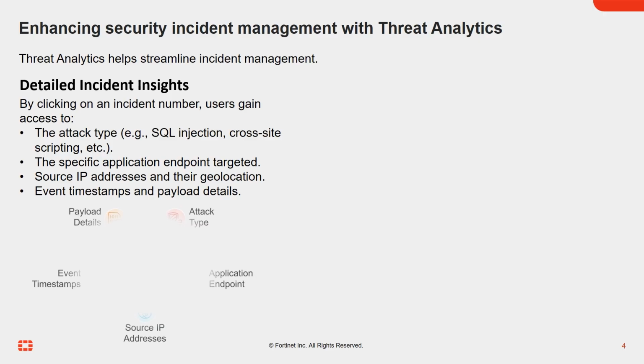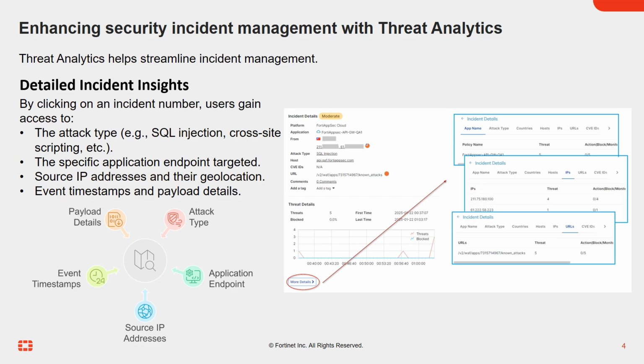Clicking on an incident reveals deeper insights, including the attack type, targeted application endpoint, source IP addresses and geolocation, event timestamps, and payload details. These insights help you take targeted action, such as applying virtual patches, blocking malicious IPs, or adding CAPTCHA verification for login forms.